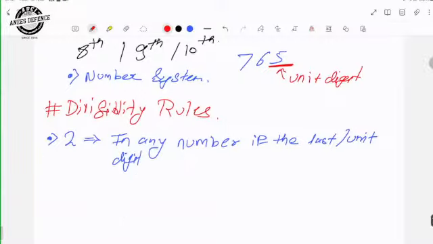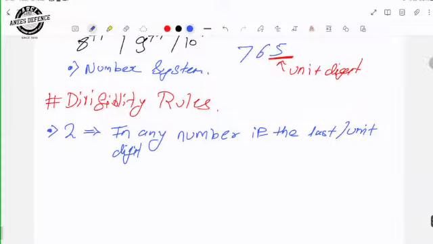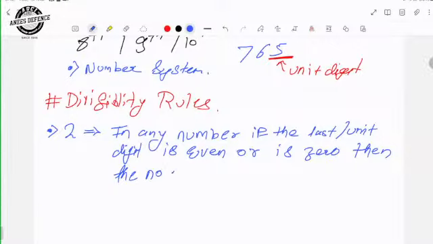Okay, so if any number, if the last or the unit digit is even or it's zero, then the number is divisible by 2. So this is the divisibility test of 2.